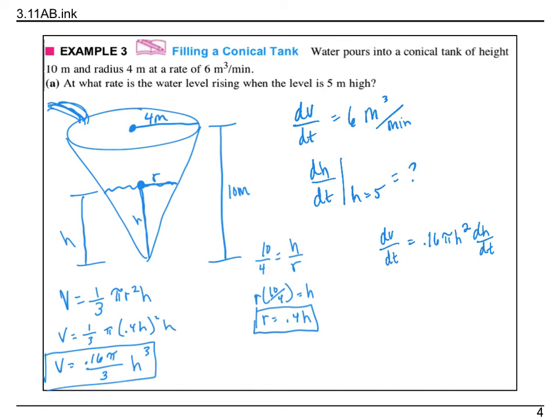I just now have to insert all of the values that I know. So dV over dt is 6 equals 0.16 pi. We want to know when the height is 5 squared, dh over dt. So now we solve for dh over dt, and we have 0.48 meters per minute equals dh over dt, specifically when h is 5.